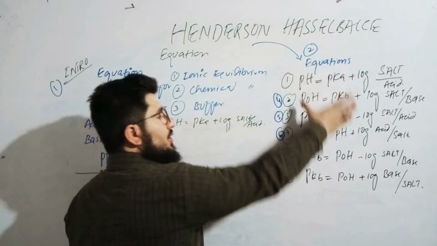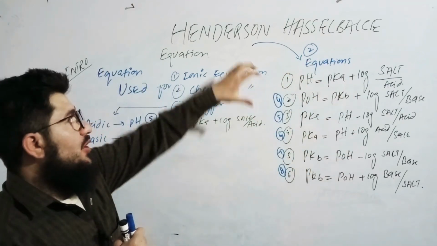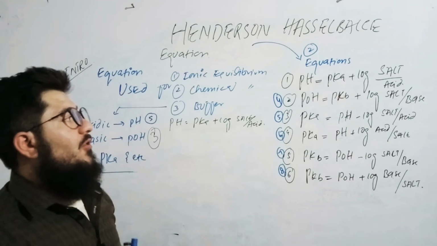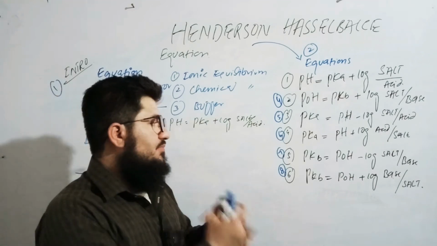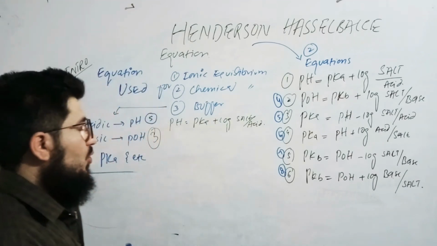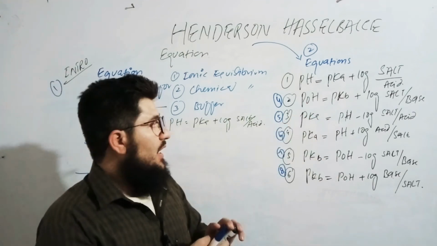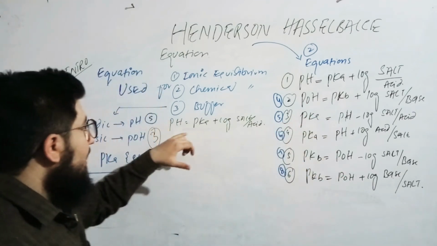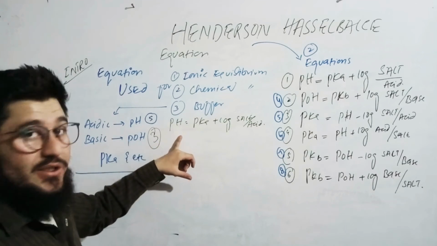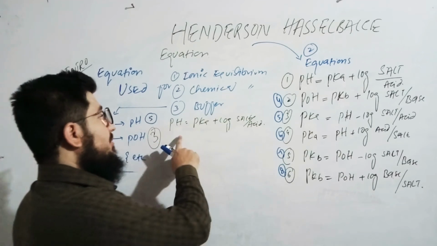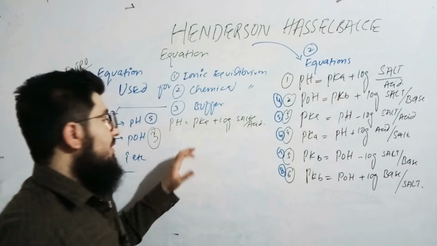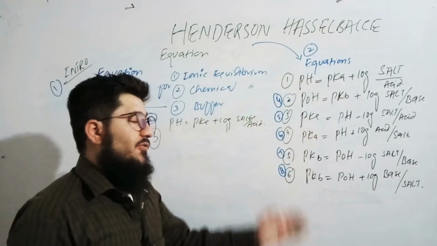Then we will talk about the equations according to Henderson-Hasselbalch for pH, pOH, pKa, pKb, etc. Okay, we'll find all those equations. We'll tell about the equations in short, to the point, about their derivation. So here in the third point, we will commence our discussion from the first equation. Then we will move towards the second, third, fourth, fifth, sixth equation.